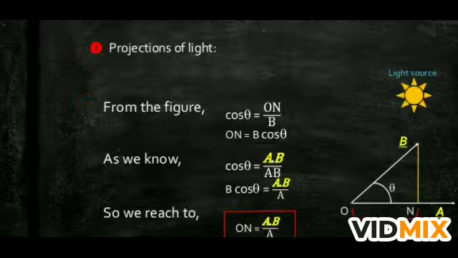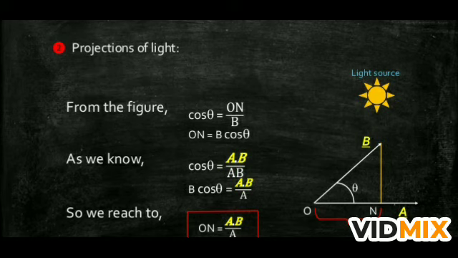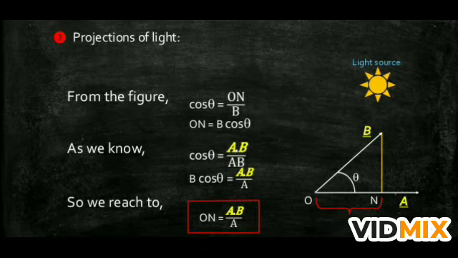Projection of light. Suppose there is a light source and light is falling on any surface. So from the figure we are saying cos theta is On upon B, or On is equal to B cos theta. So cos theta is A dot B upon AB. We have seen the dot product. So by this, cos theta is equal to A dot B upon AB, or B cos theta is equal to A dot B upon A. So On is equal to A dot B upon A. We can find the projection of light.